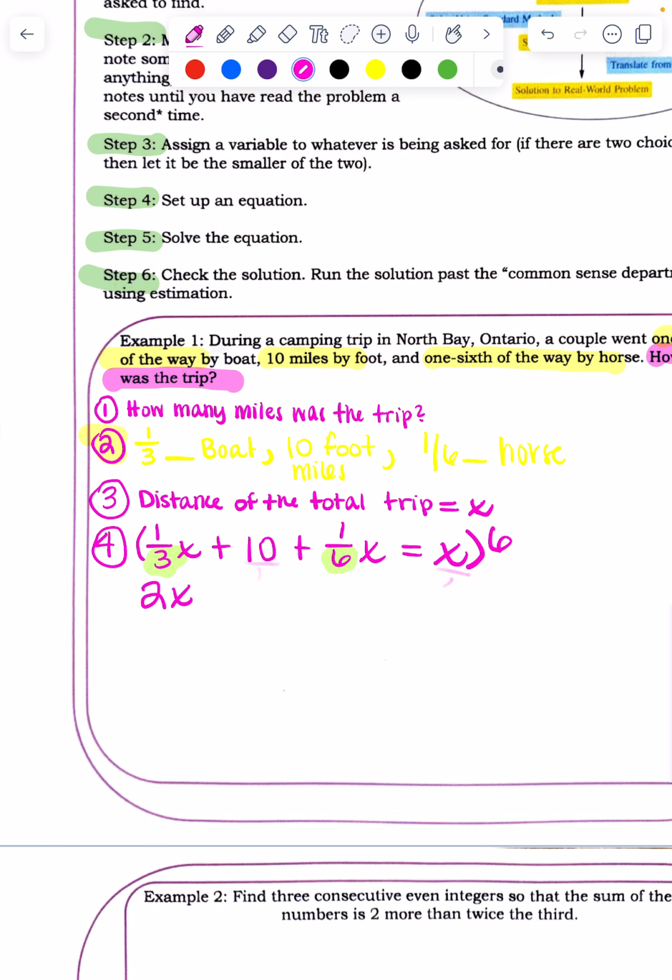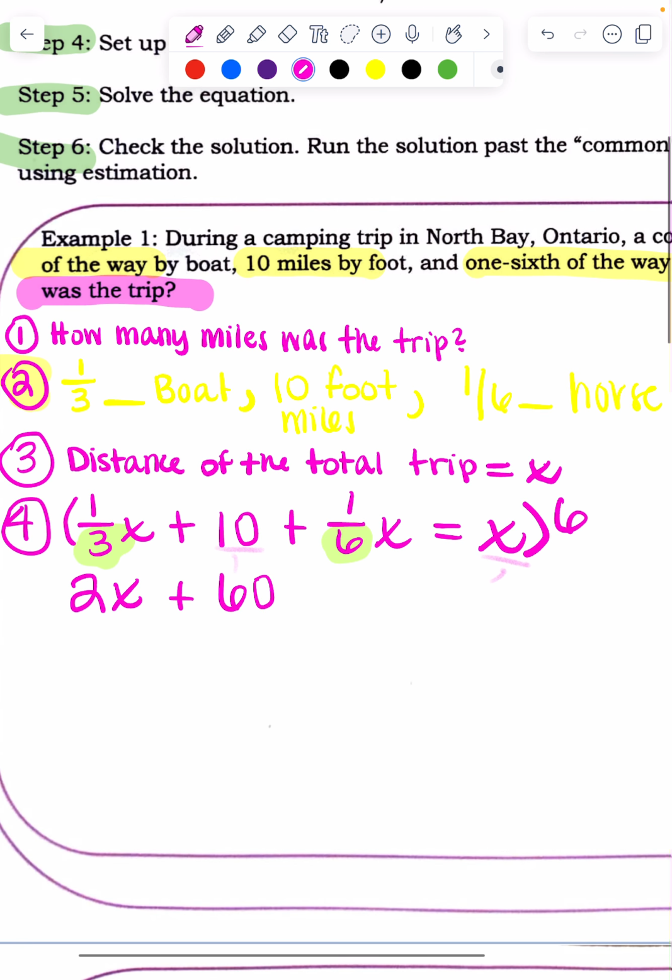And then I multiply 10 by 6, because remember, we can't forget about the constant. A lot of us forgot that yesterday. You cannot forget to multiply by that constant. And then 6 times 1/6 is 6, or sorry, 1.